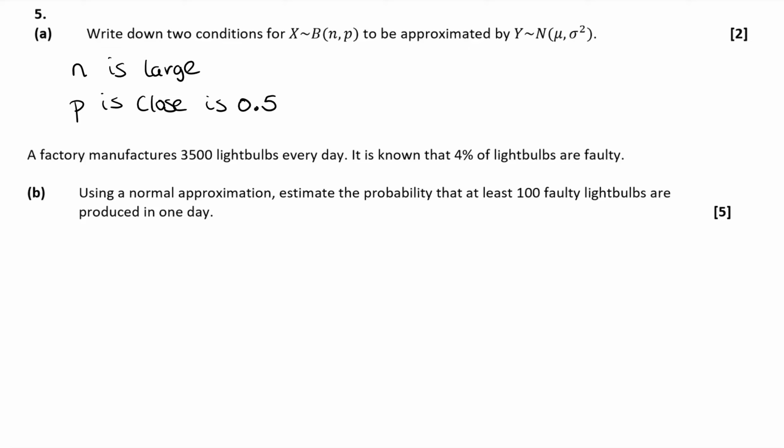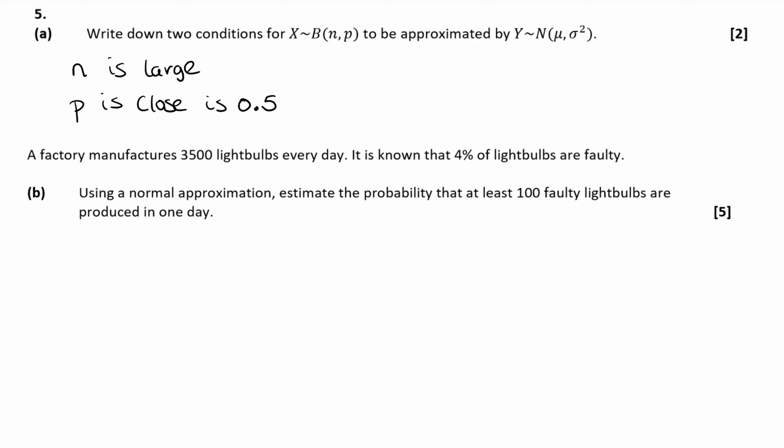Question 5 is all about approximating a binomial distribution by using the normal distribution. The first question just asks us what two conditions we need to approximate the binomial distribution using a normal distribution, and that's simply we need n to be large and we need p to be close to 0.5.